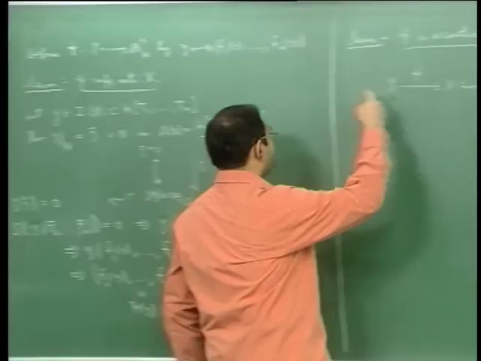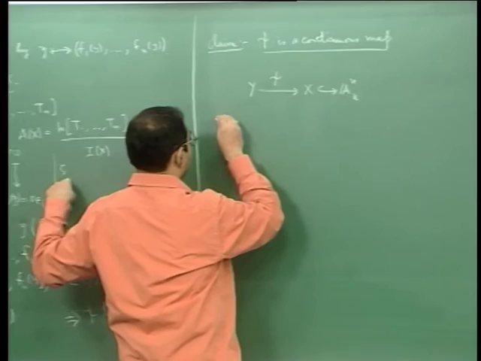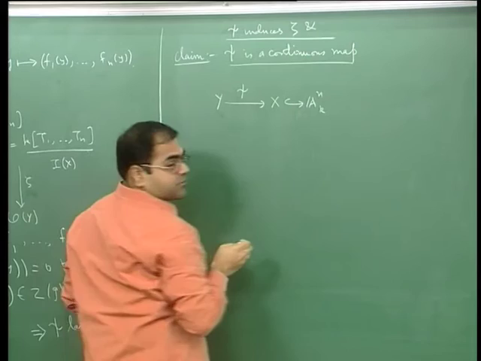It probably involves showing that the pullback under psi is actually zeta. I need that, so let me do that. So let me write that here. Psi induces zeta, and psi is a continuous map. Okay, how do I explain that psi induces zeta?